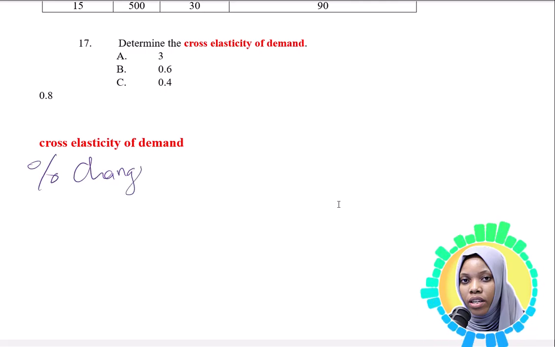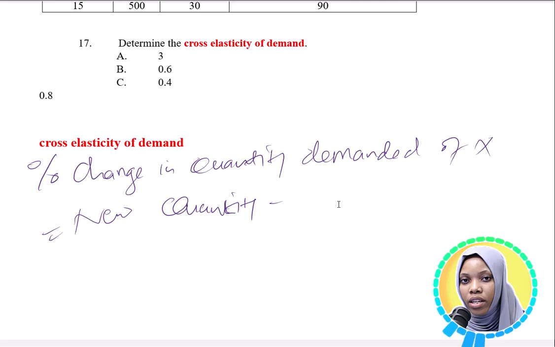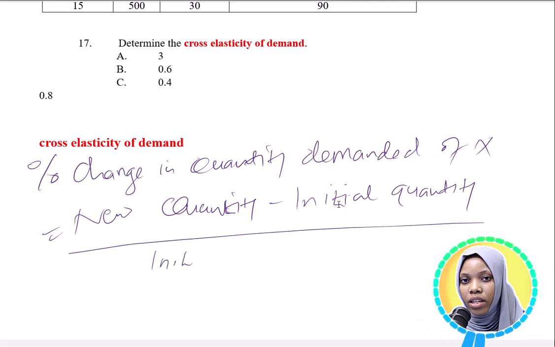Percentage change in quantity demanded of product X, which is the new quantity minus the initial quantity, divided by the initial quantity, then you multiply by 100%.